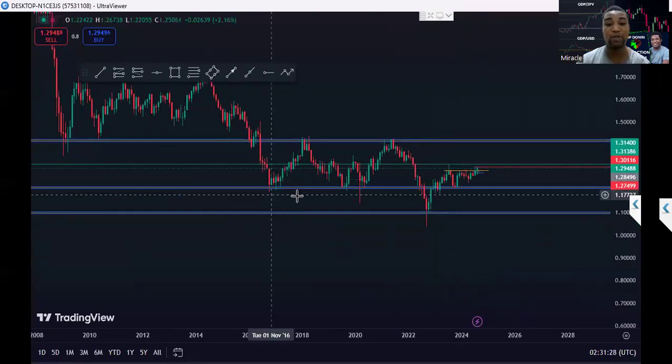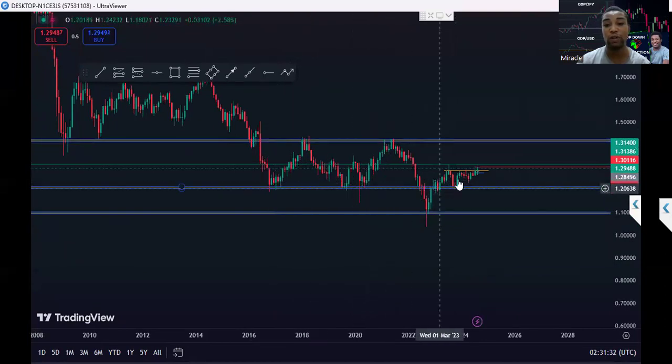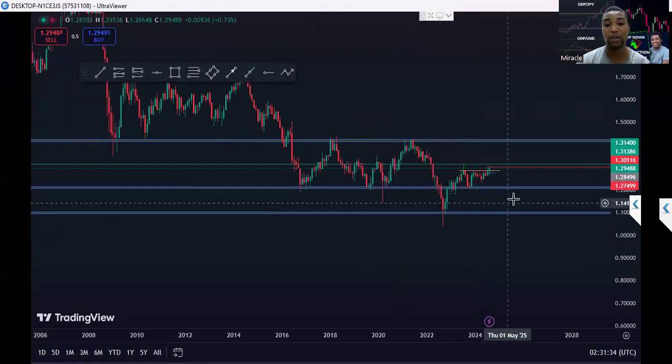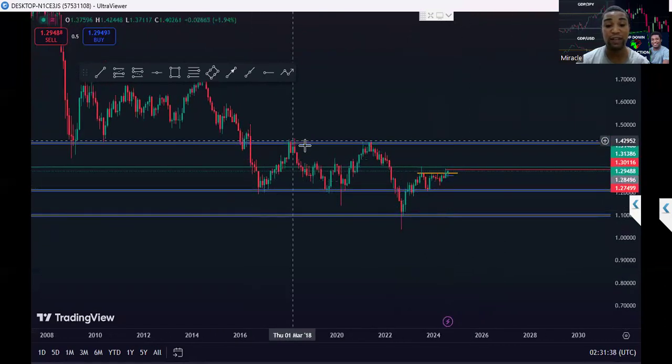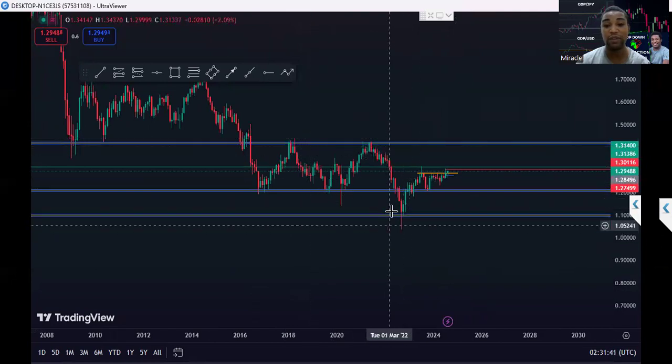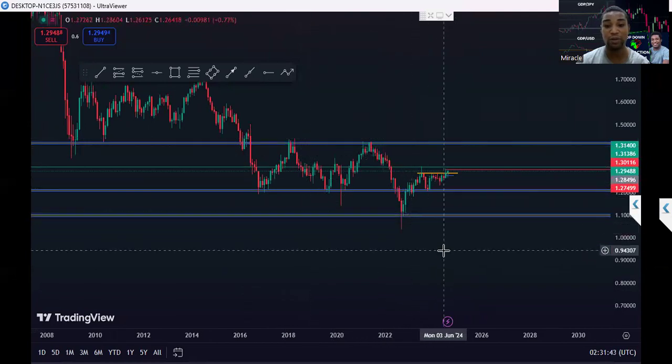I see where the market has rejected significantly. One touch, two touch, three touch, four touch, five touch. That's going to be my next major zone where the market has rejected significantly from. Then this level is going to be my next major zone.